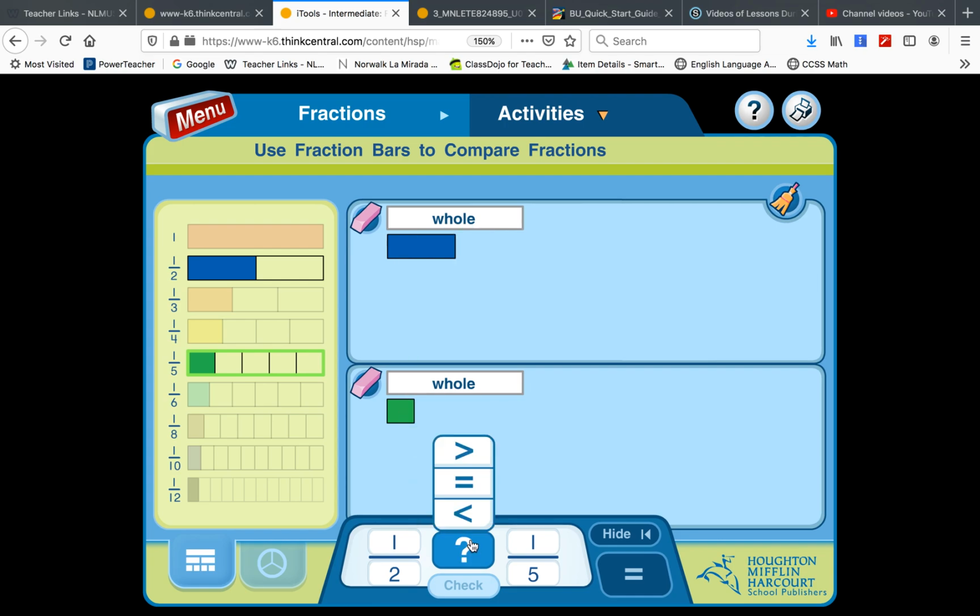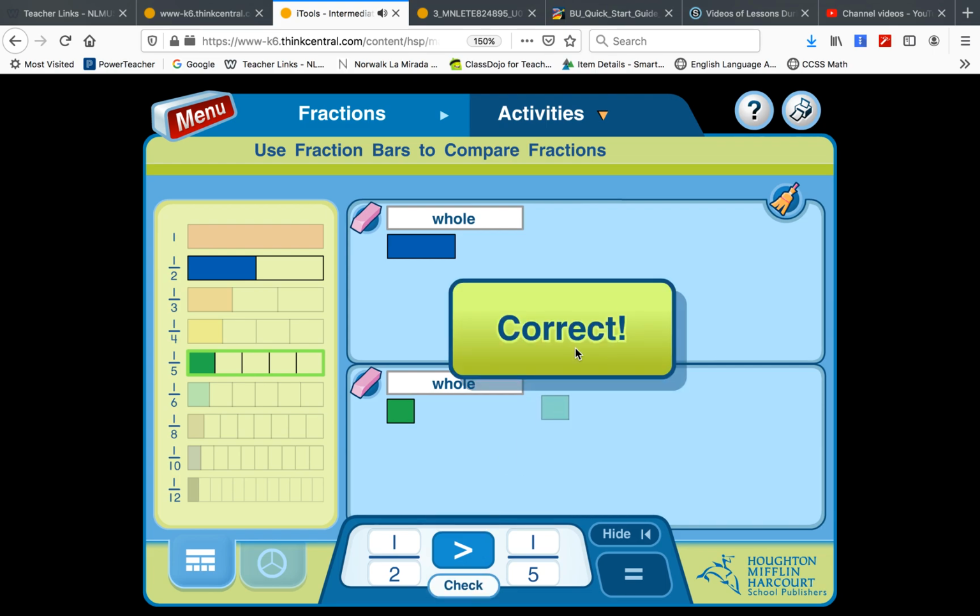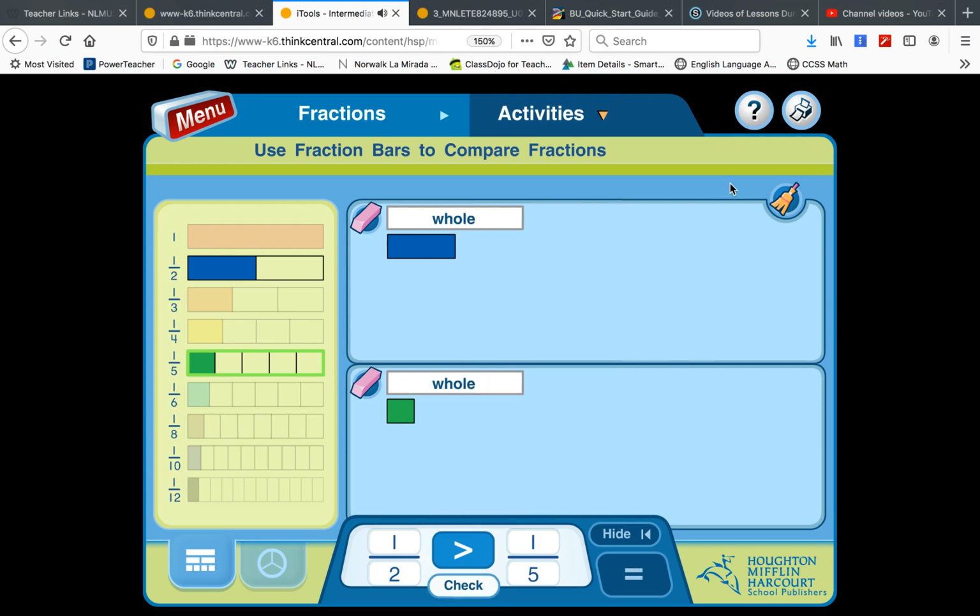So I'm going to check my answer. I think 1/2 is greater, so I want the open mouth toward the 1/2. Then I check my answer. Correct. All right. Now I sweep it clean.